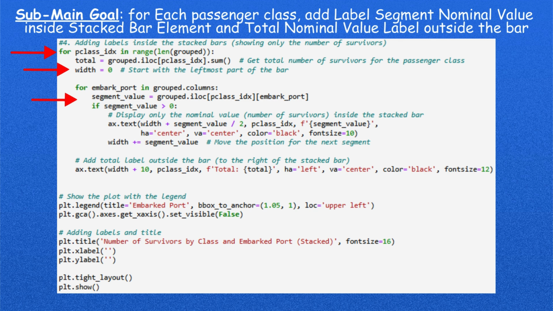Third, after placing the label inside each segment, we update the width by adding the segment's value. This ensures that the next segment starts at the correct position, stacking it on top of the previous segment.